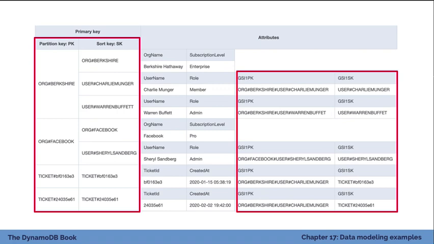So I'll have a few items in here like the org name, subscription level, username, role, things like that, just for you to get a sense of what this item is, but I'm not going to have it as fully fleshed out as you would in your application. And I sort of recommend the same as you're modeling it, where if it's not relevant to the data model, you don't really need to include it in your data modeling examples there.